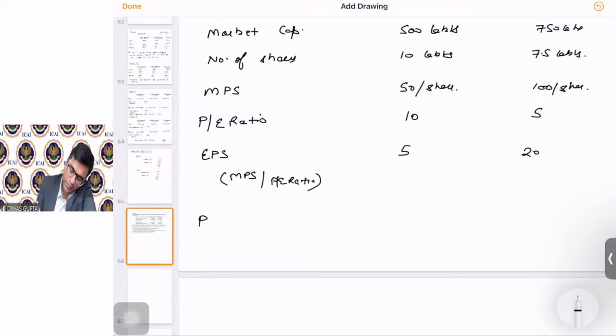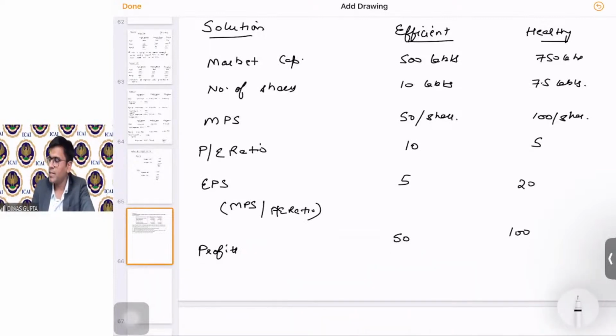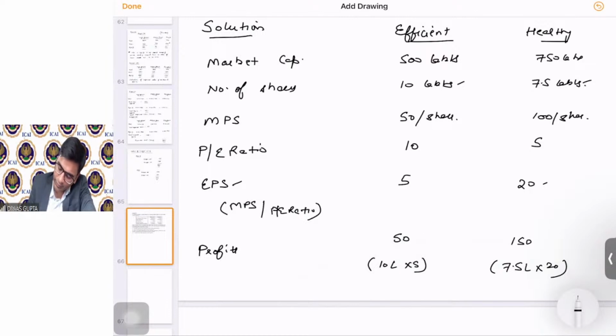And hence the profits are 10 into 5 and 5 into 20. Sorry, my bad. This is the PE ratio, not the number of shares. So EPS is fine, 5 and 20. Then profits will be earnings per share multiplied by the number of shares. So 10 lakh into 5, and similarly here it will be 20 into 7.5 lakhs. So this will become 150 lakhs. Okay, so the profits become this much.